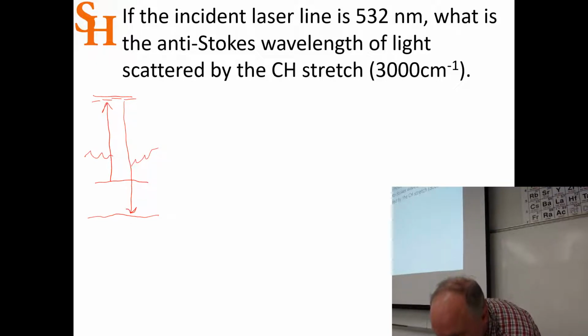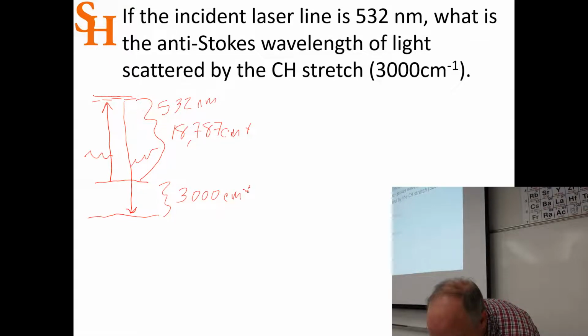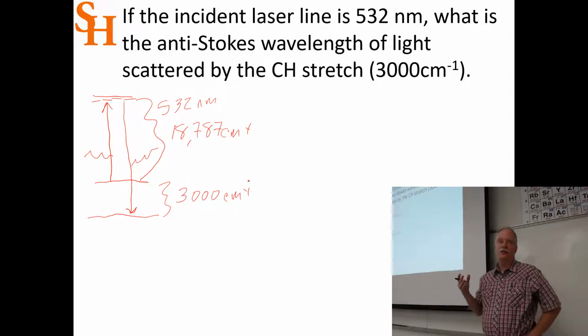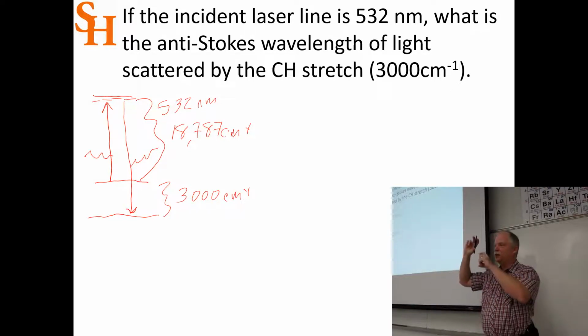And so this difference here, we calculated as 532 nanometers, which was 18,787 wave numbers. And this difference was 3,000. So do you see why the energy level diagrams are useful? You can just look at them in terms of energy and add them or subtract them.